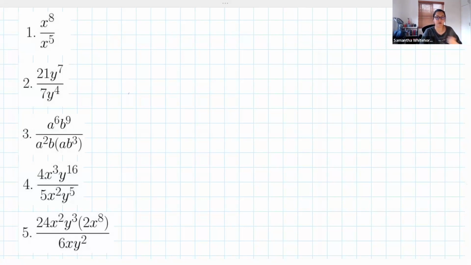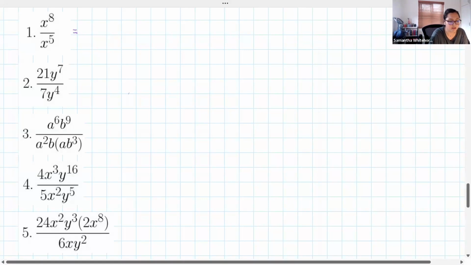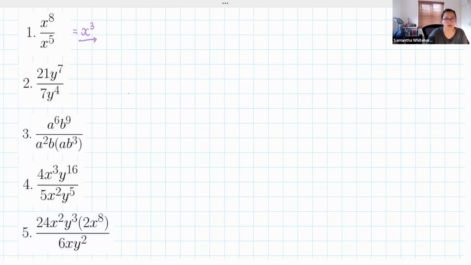Okay, grade 9, let's have a look. If you're not done, don't stress. You can just grab a screenshot, but mark as we go along. Hopefully the first one wasn't too bad. We are dividing, so we subtract those exponents, x to the power 3. Okay, so not too tricky. Number 2, also not too tricky.